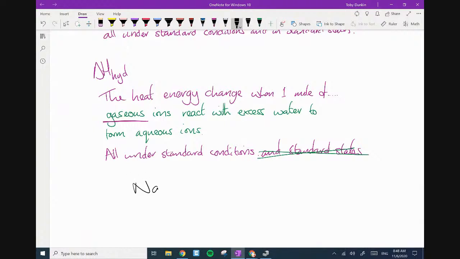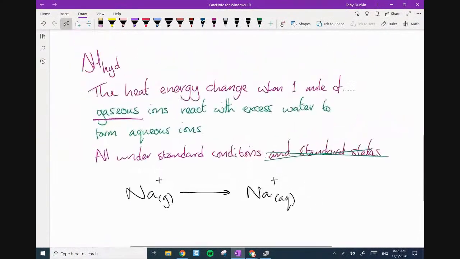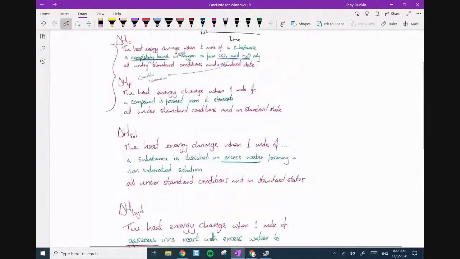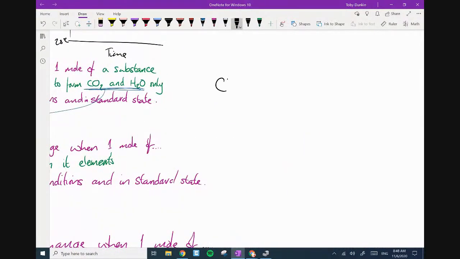So for example, the equation would be sodium gaseous ions would react with water to form Na plus aqua. There's the definition of that. That's the definition in an equation form. I'm going to give you an equation for every single one of these, in fact. So enthalpy of combustion would be something like, right, the equation would be 1 mole of methane with oxygen to form CO2 and water only. Right. All in their standard states.